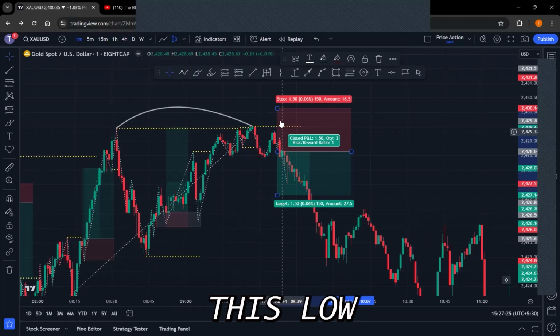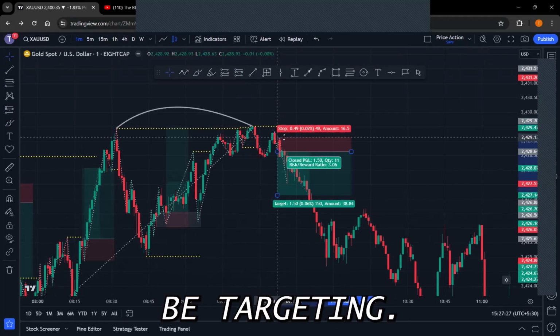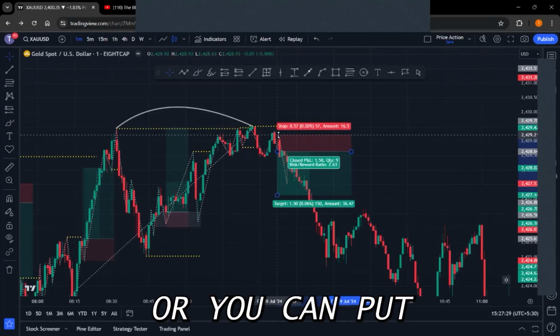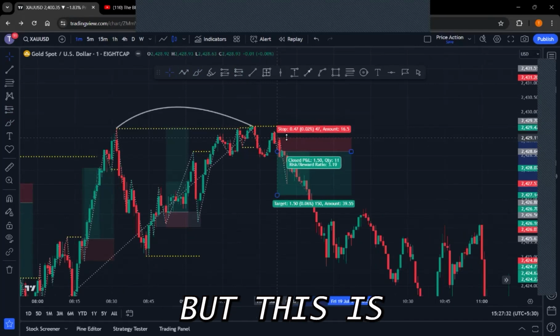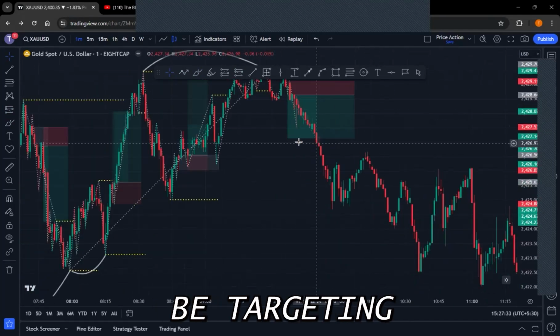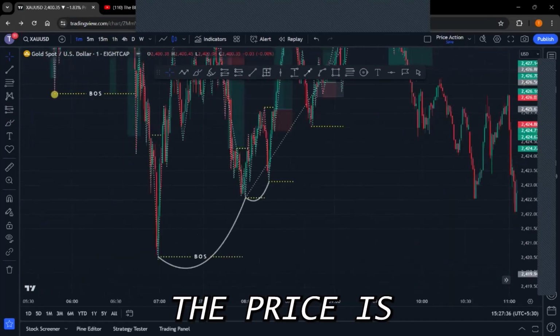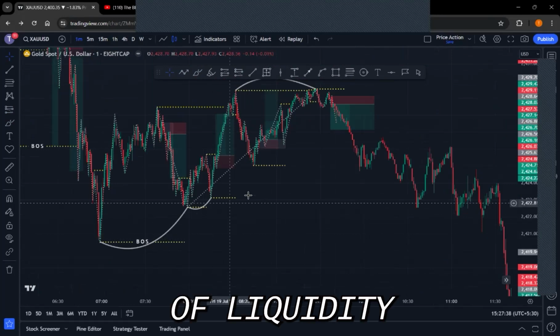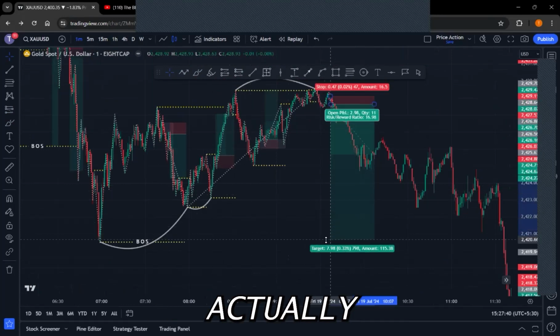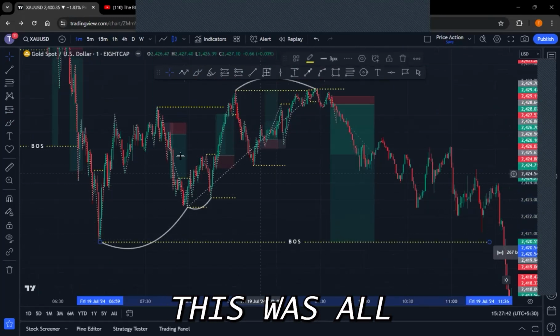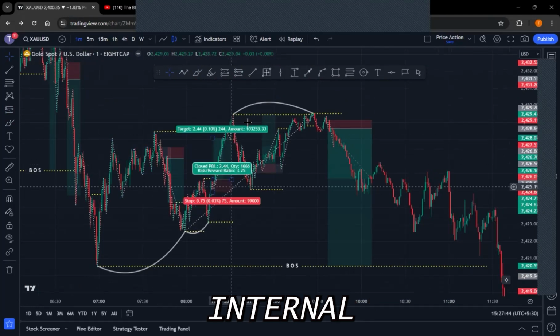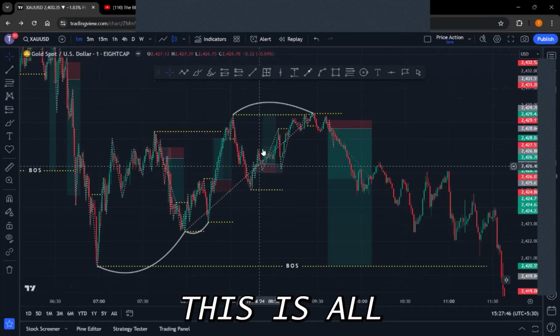When the price created this lower high and lower low, the stop loss will be over here, or you can put the stop loss above this high as well. But this is where the good stop loss is, and we will be targeting, since the price is actually giving us a lot of liquidity points at this level, towards a breaker structure, because this was all internal, guys. Okay, this is all internal structure when we were trading in the market.